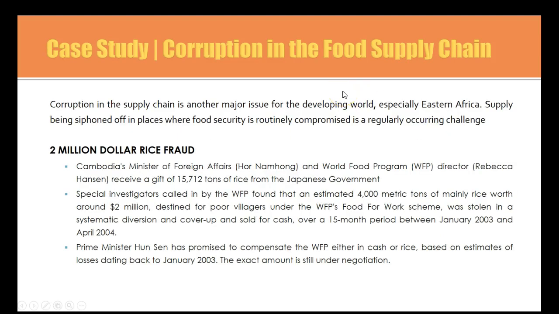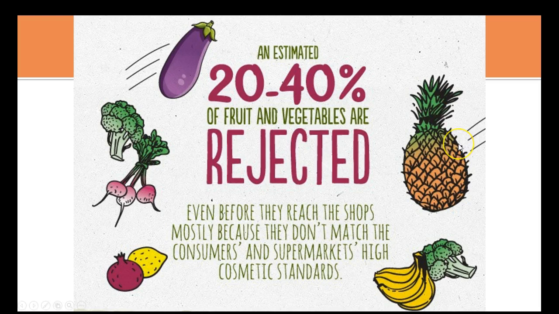Another case study about corruption in the food supply chain, which impacts on food wastage. So about 20 to 40% of vegetables are rejected purely for cosmetic standards. So carrots that are not straight, bananas that are straight when they should be curved, which is just ridiculous because they taste fine as they are.